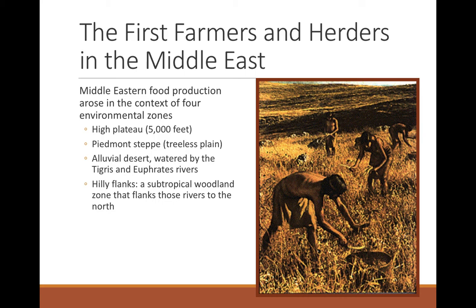Below the high plateau, we've got the Piedmont Steppe. This is a treeless plain. Below that, we've got the last point, the hilly flanks, which is a subtropical woodland zone that flanks rivers, the Tigris and Euphrates, specifically to the north. And then in between those two rivers, we've got the alluvial floodplain. This is what I think you've seen referred to as the quote unquote Fertile Crescent, with the idea that domestication, that farming started on these alluvial floodplains between the Tigris and Euphrates rivers. This actually doesn't bear out to examination.